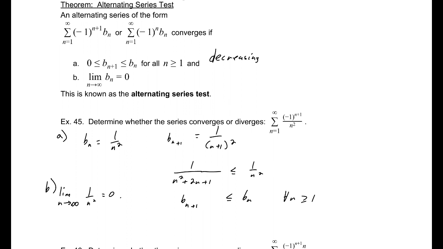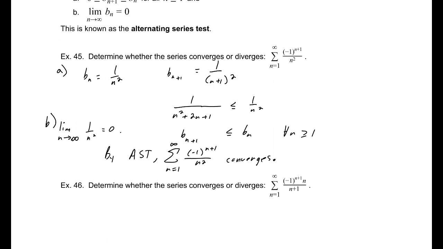Because both of those apply, by the AST, the sum from n equals 1 to infinity of negative 1 to the n plus 1 over n squared converges. Because both those conditions apply, we can say that it converges.